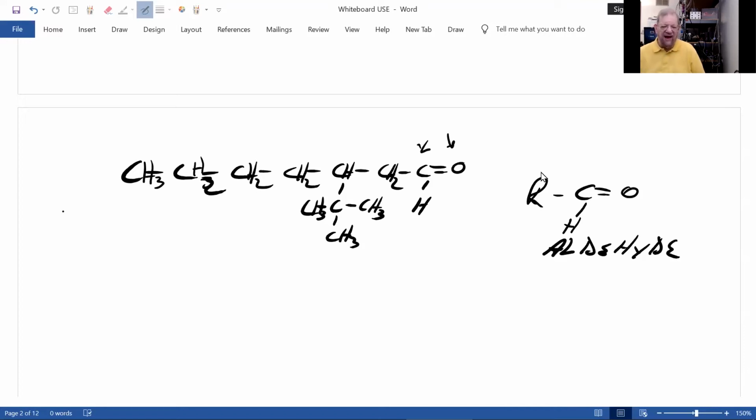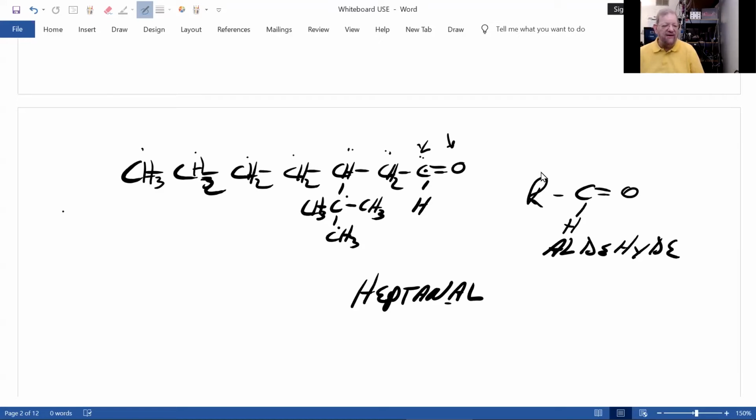How do you name aldehydes? Find the longest chain with the carbonyl carbon, this one. 1, 2, 3, 4, 5. That would be one chain. 1, 2, 3, 4, 5, 6, 7. I hope you all agree 7 is greater than 5. That would be heptane. It's an aldehyde. Drop the E and add AL, heptanal.